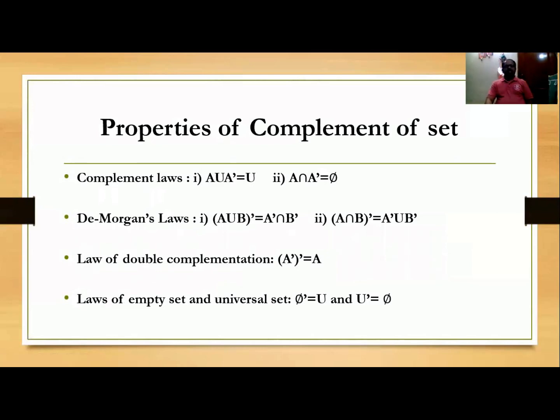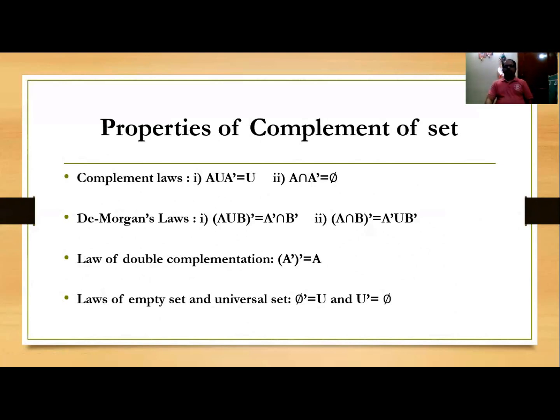And if we take the intersection of A with its complement, that is, the intersection of A and A dash, what do we come to know? You can verify this property using the example we have just discussed, the set of boys and girls in the class. If A is the set of boys, A dash will be the set of girls. So what will be the intersection of A and A dash? It will be the null set. So the intersection of a set with its complement is equal to the null set phi.